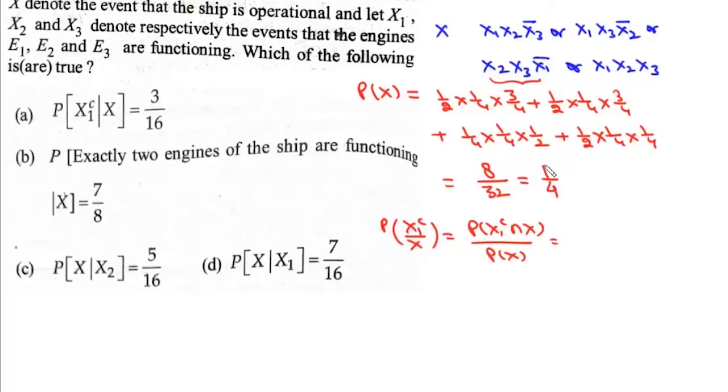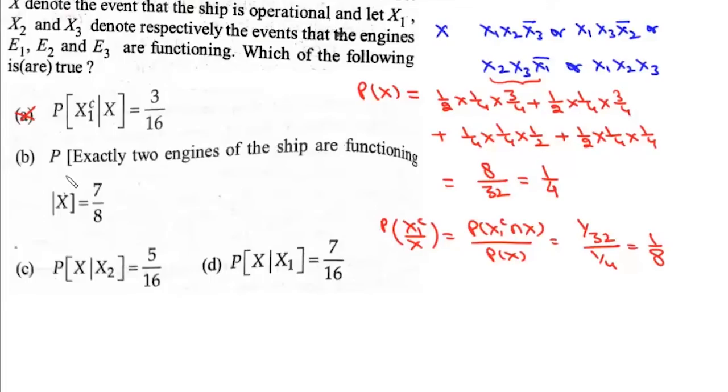Now in this case, this probability is 1 by 32 divided by probability of X, which is 1 by 4. Now this probability will be simply 1 by 8. So that means this option A is incorrect.